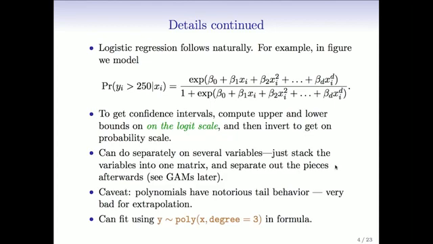There are some caveats with polynomial regression. Polynomials, as I mentioned before, have notorious tail behavior, very bad for extrapolation. Those tails tend to wiggle around, and you really wouldn't want to trust predictions beyond the range of the data, or even near the ends of the data.